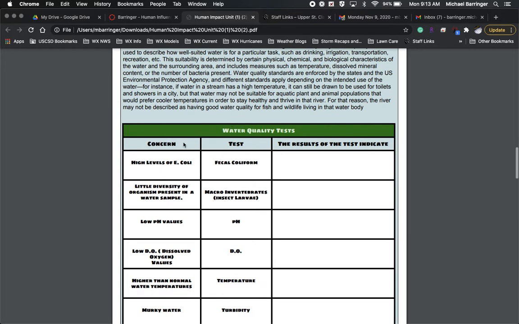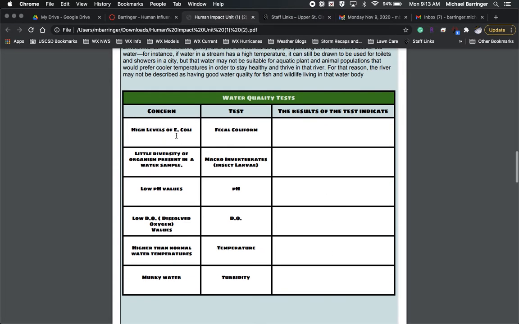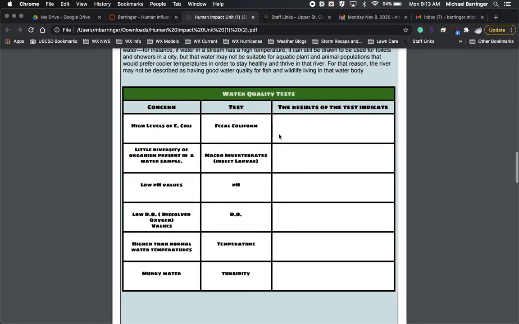So you look at the type of concern as well as the type of test and then what that result would indicate to us. So if we have high levels of E. coli within a fecal coliform test, well, what does that mean? What does that test indicate? And in order to figure this information out, you're going to go to the very last page.